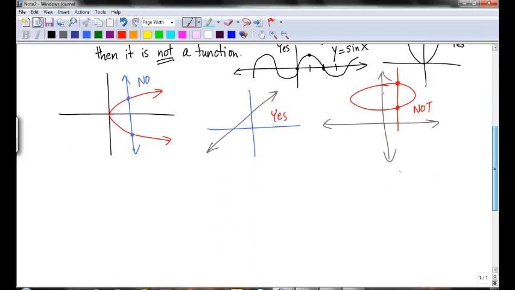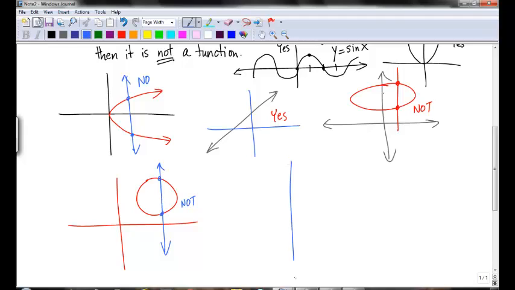Another conic section would be like a circle. Okay? A circle is not a function. It would intersect in more than one point. We talked about the parabolas already. What's the last conic section for hyperbolas? Okay? Hyperbolas, yes or no?